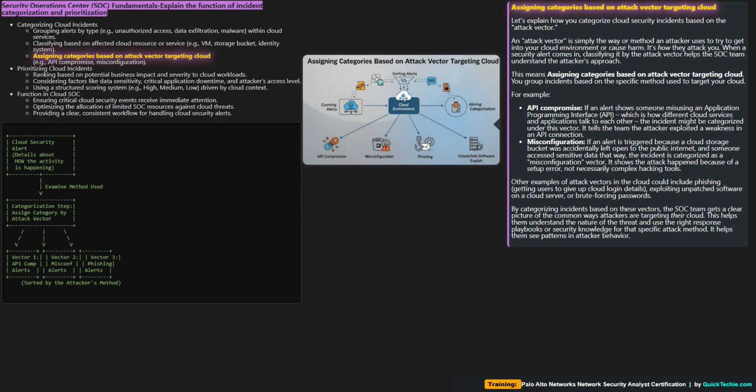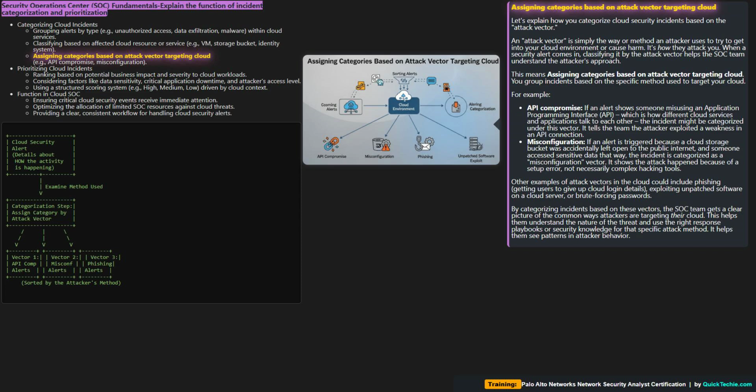For example, API compromise. If an alert shows someone misusing an application programming interface, API, which is how different cloud services and applications talk to each other, the incident might be categorized under this vector. It tells the team the attacker exploited a weakness in an API connection. Misconfiguration. If an alert is triggered because a cloud storage bucket was accidentally left open to the public internet, and someone accessed sensitive data that way, the incident is categorized as a misconfiguration vector. It shows the attack happened because of a setup error, not necessarily complex hacking tools.